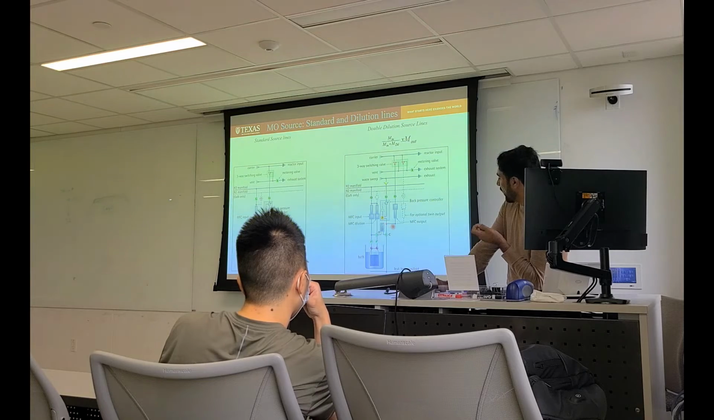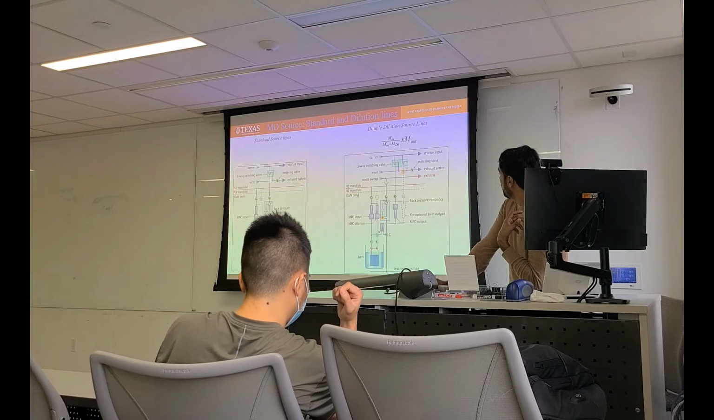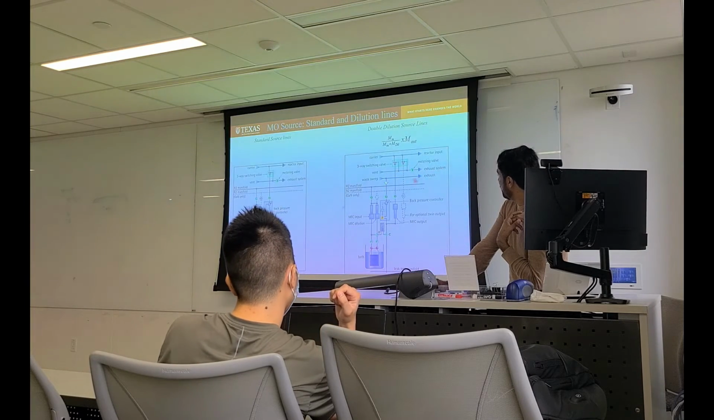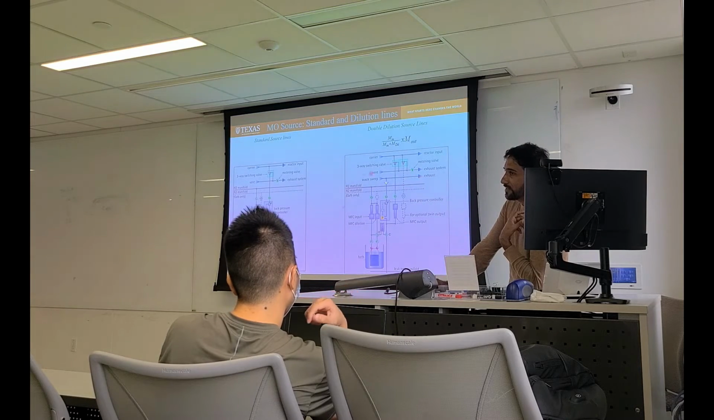You will throw, automatically it will be thrown to the baseline. So where is the baseline? Yeah, here is the baseline. So you see here exhaust system, then waste sweep. So there are 2 exhausts here in case of dilution lines.